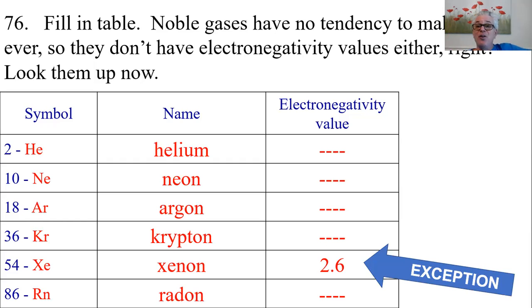And what the heck's wrong with xenon? Oh my gosh. Xenon has an electronegativity value. What the heck is up with that? Now, as it turns out, when I was in high school, noble gases were said to be inert, I-N-E-R-T, which is a good vocabulary word, completely unreactive.